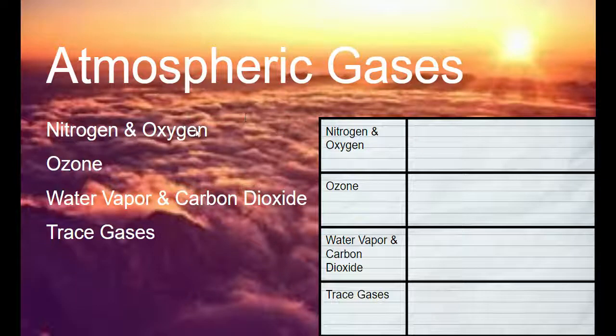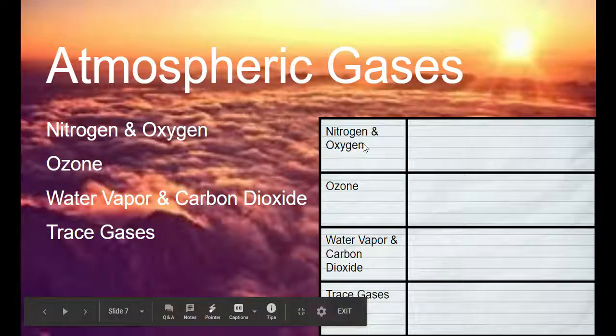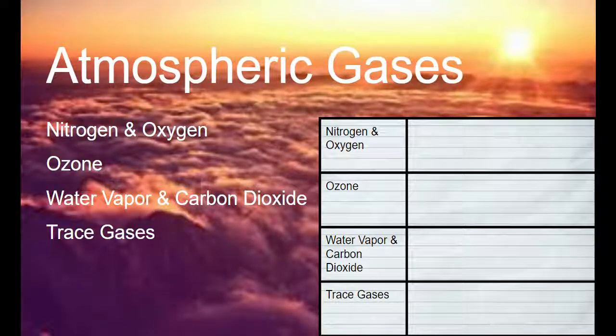So atmospheric gases, nitrogen and oxygen make up something like 90%. I want to say it's something like 90%. So again, if you draw this in your notebook, nitrogen and oxygen make up about 90% of the Earth's atmosphere. Ozone layer is about, I think it's like 0.5%. I'm actually looking them up right now.